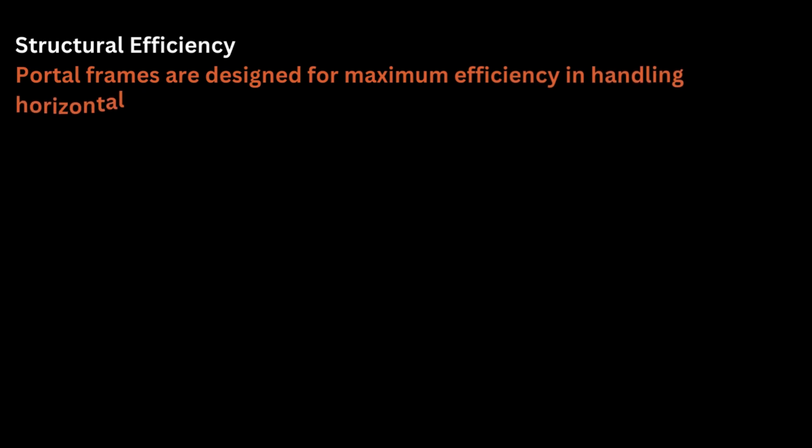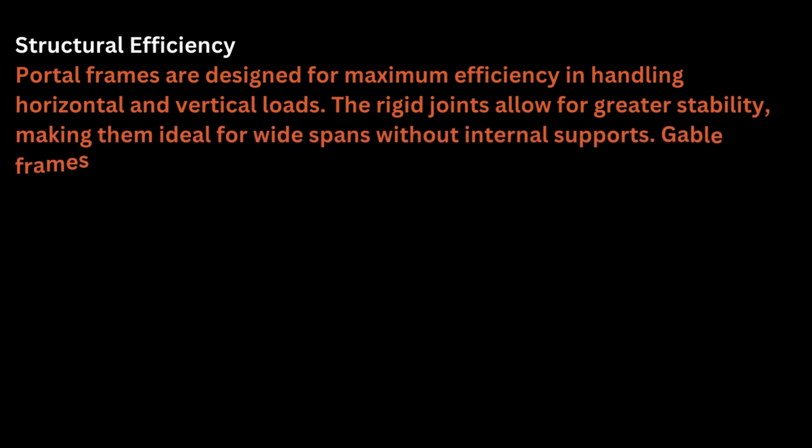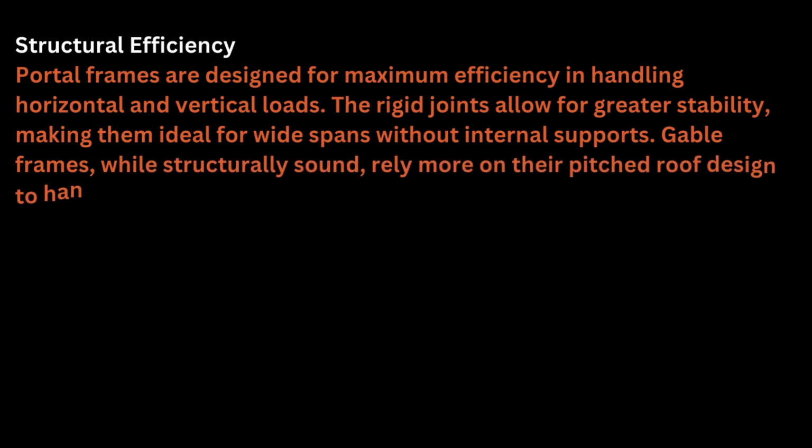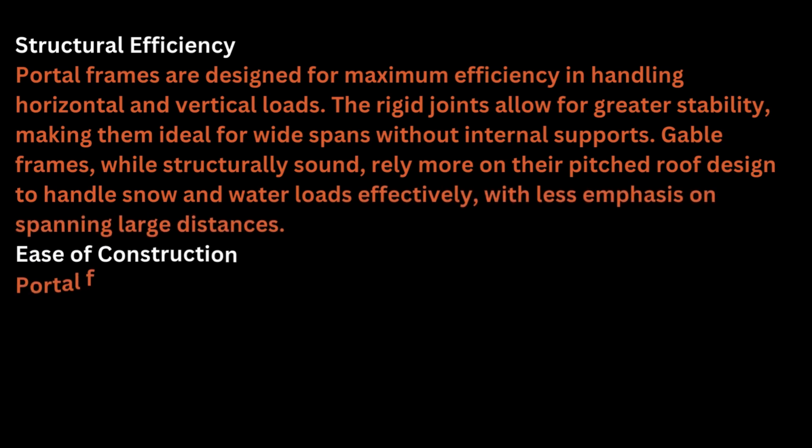Structural efficiency. Portal frames are designed for maximum efficiency in handling horizontal and vertical loads. The rigid joints allow for greater stability, making them ideal for wide spans without internal supports. Gable frames, while structurally sound, rely more on their pitched roof design to handle snow and water loads effectively, with less emphasis on spanning large distances.